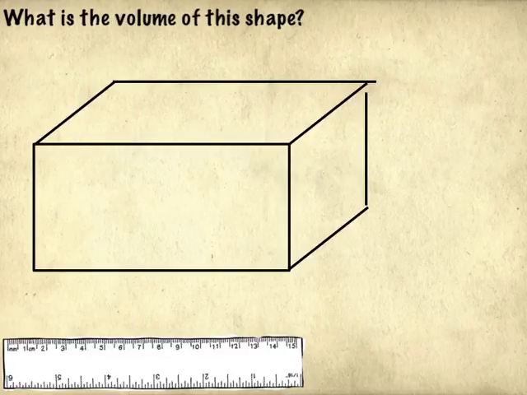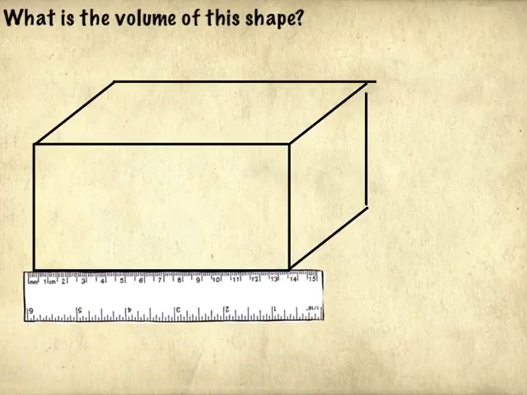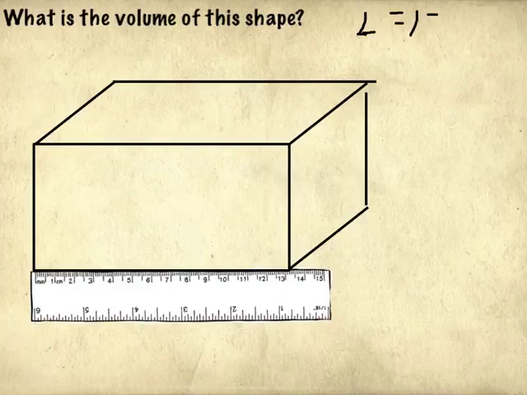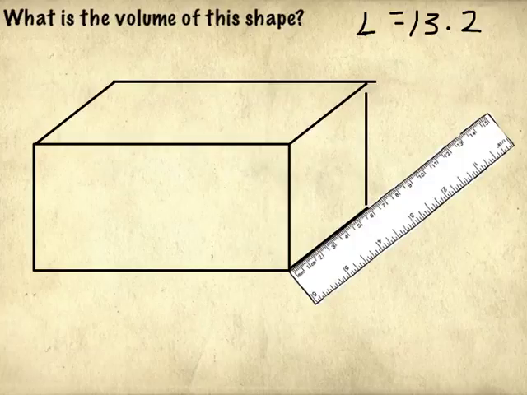Now here's the same question, but using volume. So I need to find 3 dimensions. I'm going to start by finding my length. I'll line that up nice there. And it looks like it's 13.2 centimeters for my length. So I'm just going to jot that down. Length is 13.2. And then I'll flip my ruler around so I can find the width. And my width, it looks like, is exactly 6 centimeters.